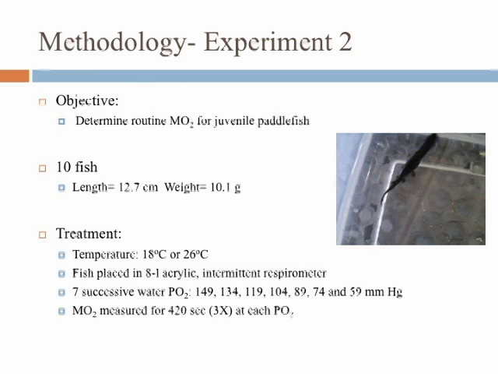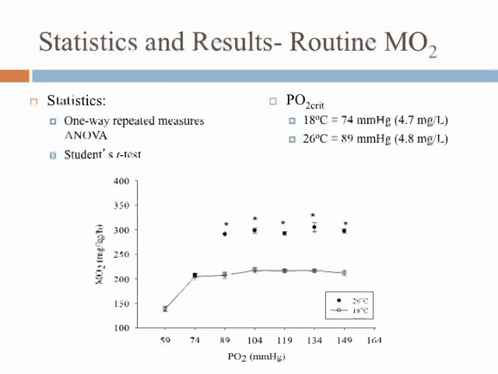We had the fish in the respirometer, let it acclimatize for an hour, then measured oxygen consumption. As you can see, the fish was free to move in the respirometer. We measured oxygen consumption 3 times, 7 minutes each time, then went to the next level until we got to 59 for both temperatures. And this is what we found out, very interestingly.